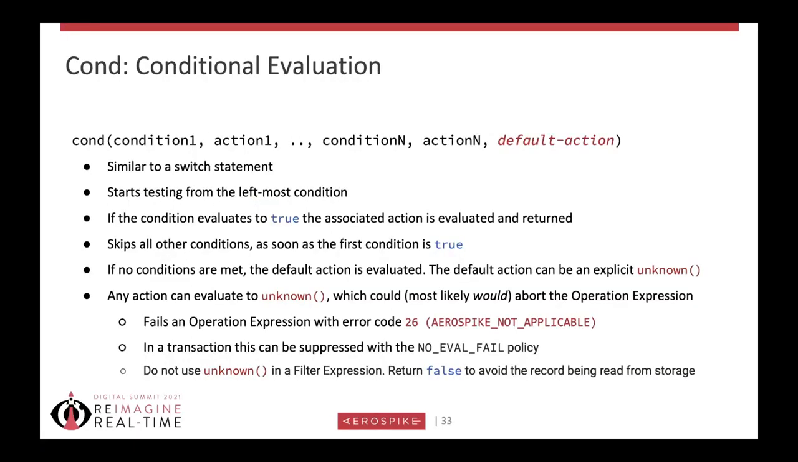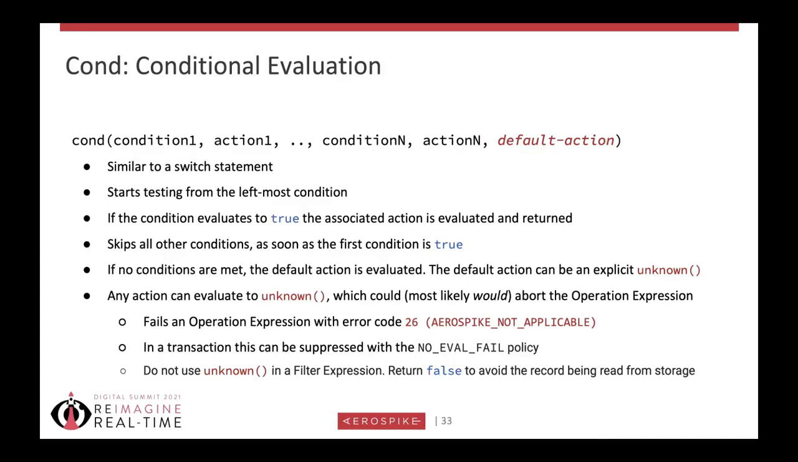Okay, so let's talk a little more in depth about the cond structure, which is conditional evaluation. A cond is similar to a switch statement. It's basically a series of conditions and an action associated with each. If the condition evaluates to true, then the associated action is evaluated and returned, and we're done. We don't move on to keep evaluating things. We'll skip over all the other conditions as soon as we find one that is true. If no conditions are met, we have a default action that is evaluated at the very end.